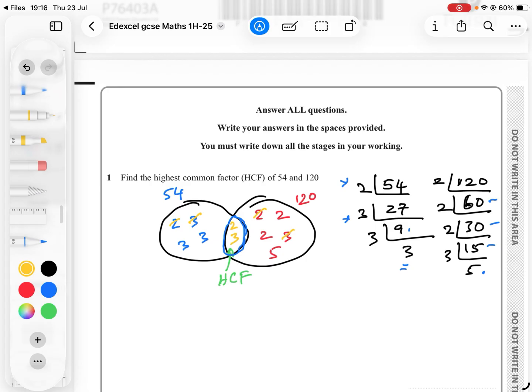So that's all. What you have to do now: the HCF is 2 times 3, 6, whatever numbers are in the area of intersection, you multiply them. So the HCF of 54 and 120 equals 2 times 3, which is 6. That is the answer. Thank you.